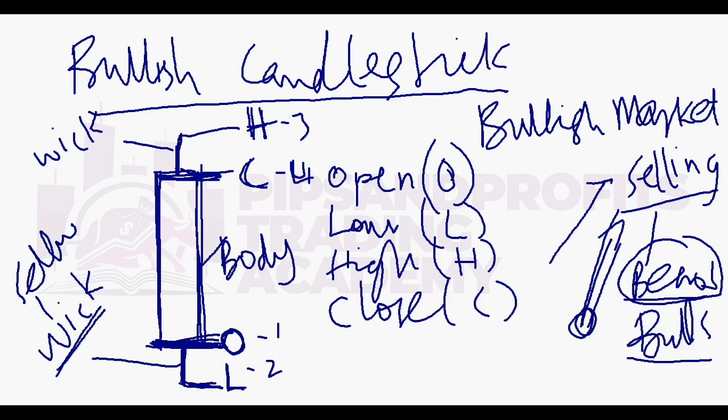Pay attention over here. Selling pressure. A wick below the candlestick means that there was some form of selling pressure. In other words, the bears decided to push the market lower.